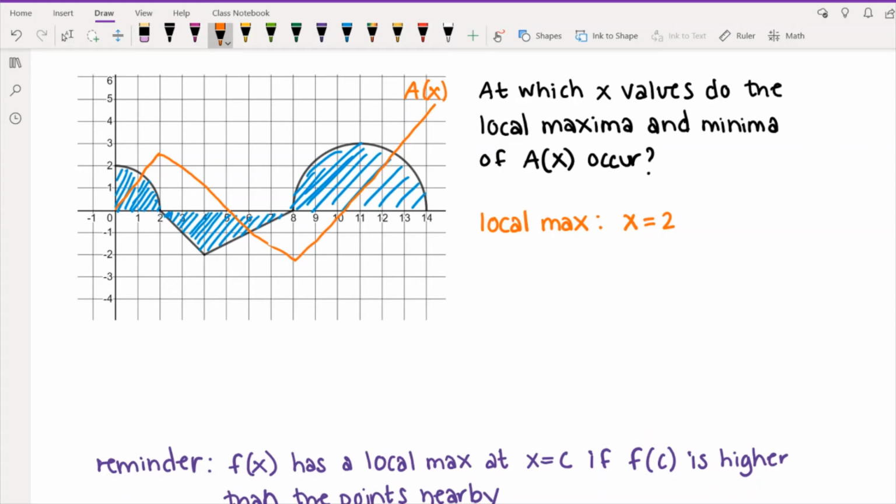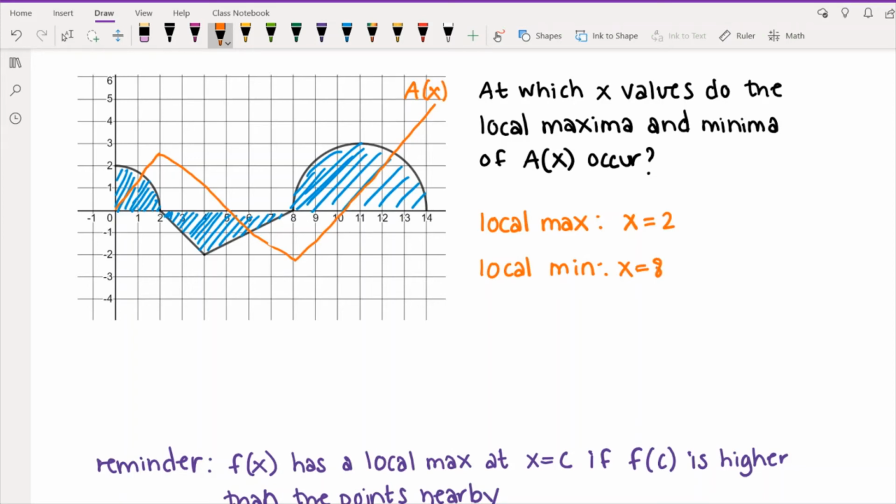And that's when it stops going up, right? And it starts going down. And so that's what gives it that hill or peak shape. So where's our local min? Our local min is at x is equal to 8. And that's because, we can see in this graph, it looks like a valley, but why does that happen?